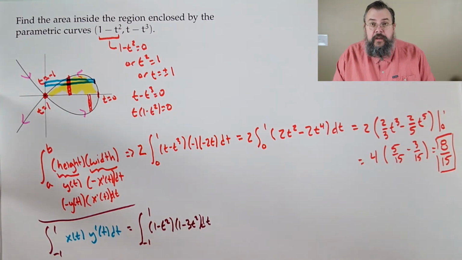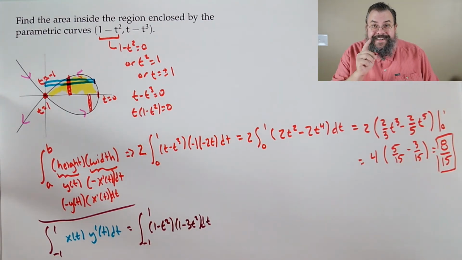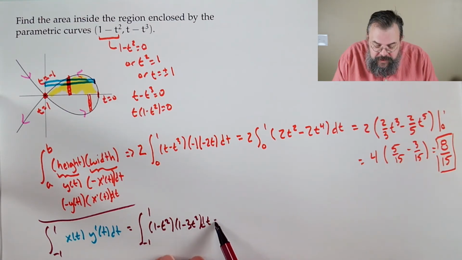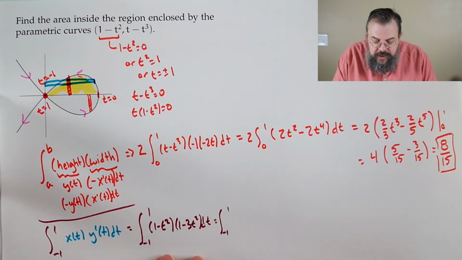Okay, so what is x of t? 1 minus t squared. All right. What is y prime of t? Okay, that would be, take the derivative, 1 minus 3t squared dt. And at this point, they don't look alike at all. Looks can be deceiving.